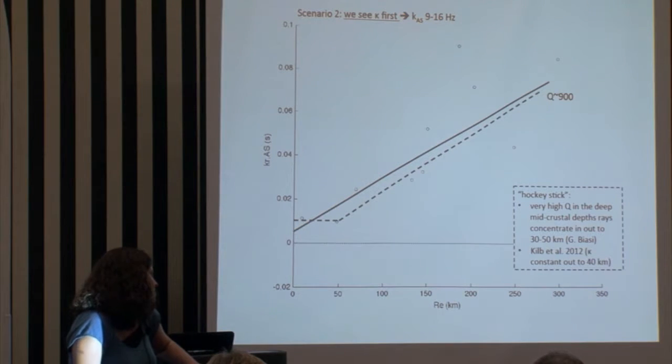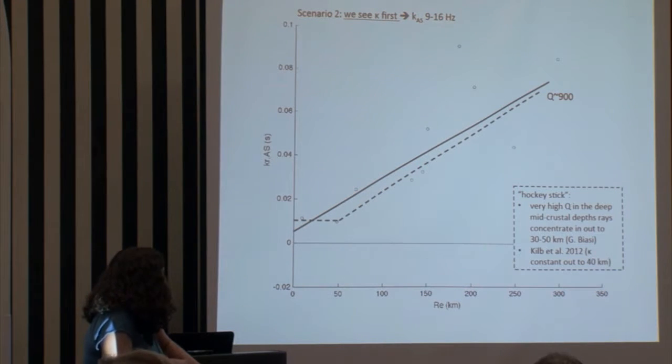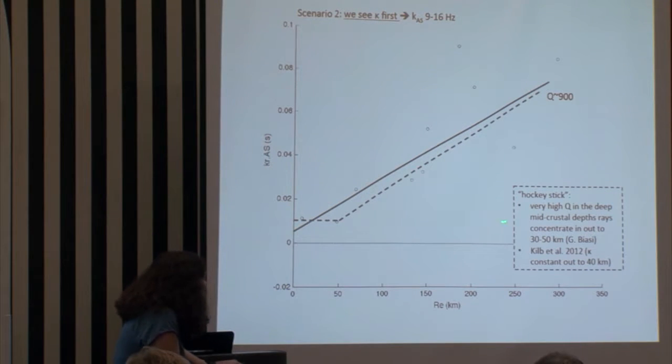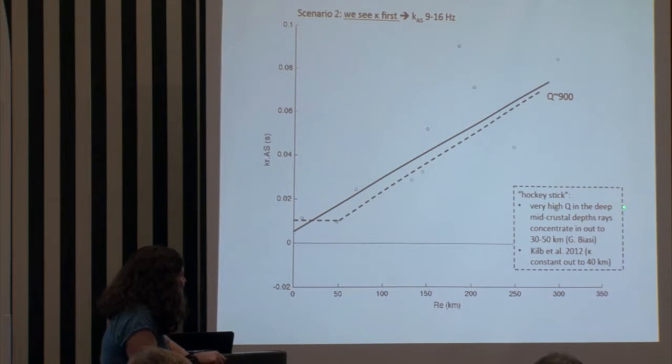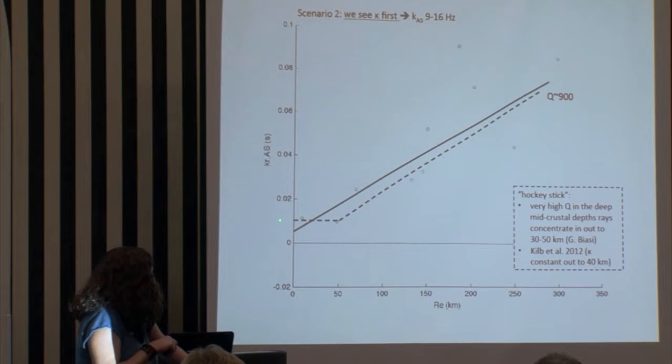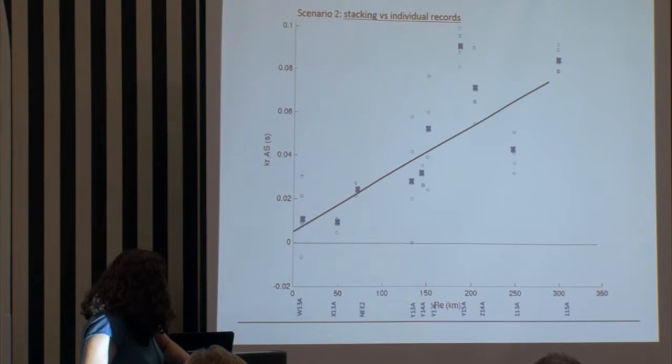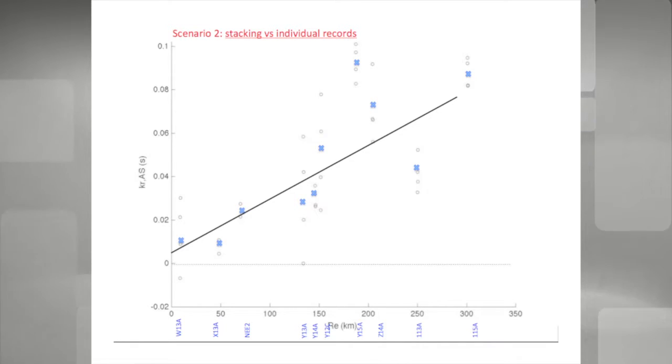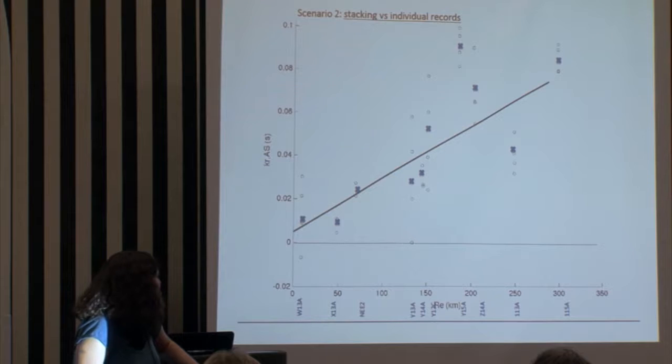So Glenn Biazzi and Debbie Kilb have found that in their work. So that says that the deeper, I will just read Glenn's words: very high Qs and the deep mid-crustal depth rays that concentrate out to 30 to 50 kilometers. So this is Glenn's interpretation for sometimes keeping this hockey stick here and not extrapolating down to 0.